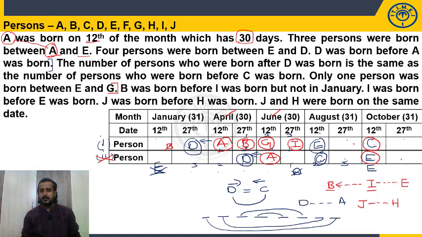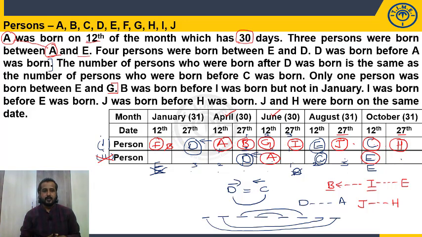So what are the same dates which are possible here? August 27, October 27, 27th date. So it will be J, and it is H. J was born before H. Now out of the 10 persons, 9 are fixed. Who is the only remaining? A arranged, B arranged, C arranged, D arranged, E arranged, F no. So F was born on 12th January. So this will be my final arrangement: F, D, A, B, G, I, E, J, C, H.